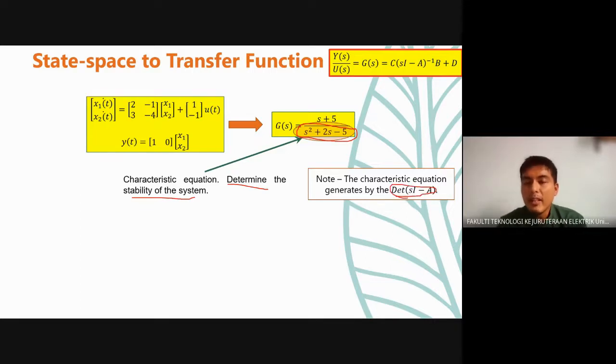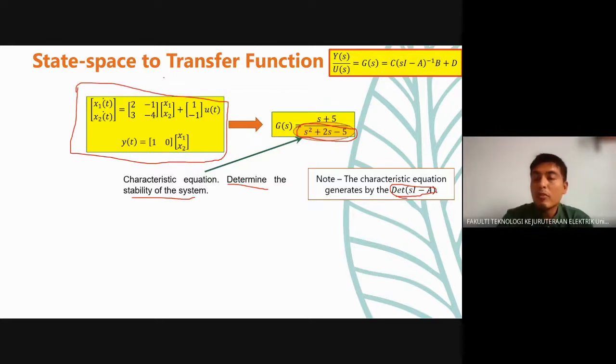So let's say in a question, you are given this state space, and the question is to determine the stability of the system. In order to answer the question, you do not need to use this formula. Waste of time. Because you know that the part that will determine the stability of the system is only this part. This part is the characteristic equation. And the characteristic equation is only generated by the determinant of sI minus A.